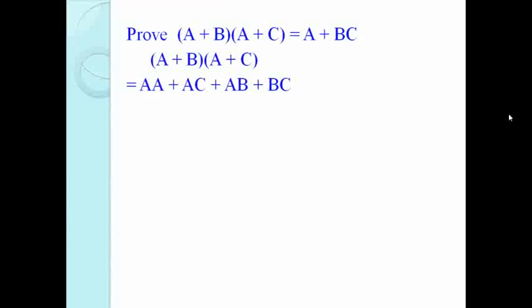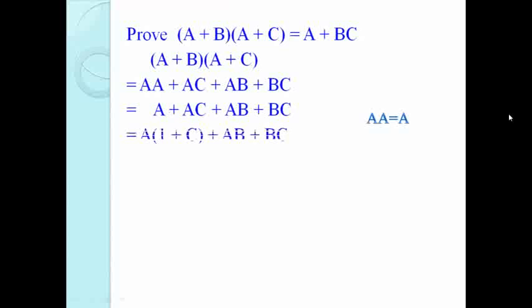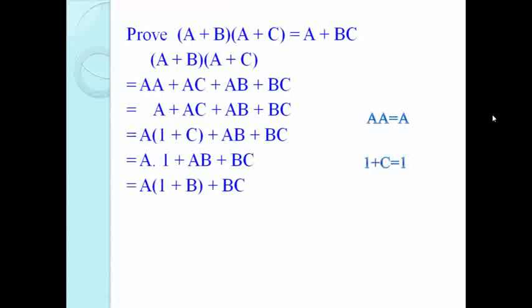AA plus AC plus AB plus BC. And you know AA is A. So A plus AC plus AB plus BC. Take A common from those two terms, so A(1 plus C) plus AB plus BC, and 1 plus C is 1. So A plus AB plus BC.